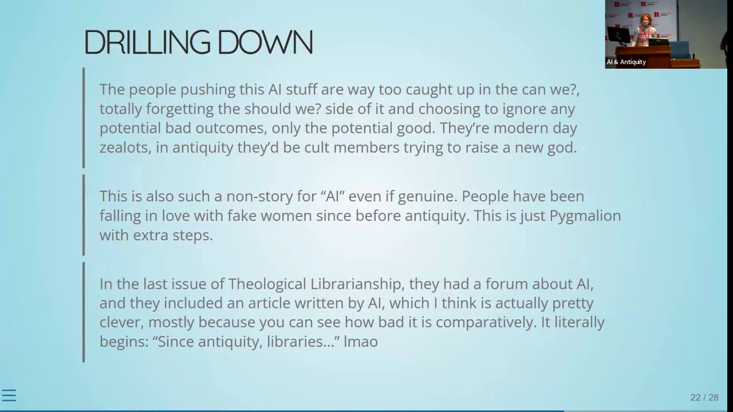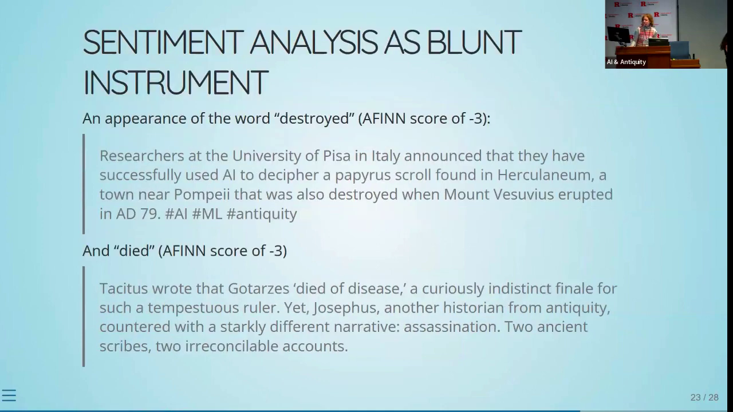So I'm going to stop here just because I'm at time, but I do have some of these individual posts that contributed to the negative, as well as some of the false negatives, describing, you know, Pompeii that was.